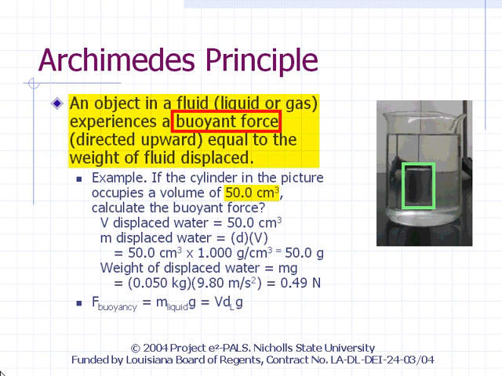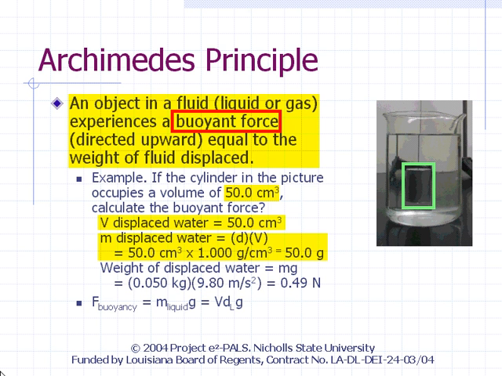The buoyant force is equal to the weight of water displaced by the cylinder. The volume of water displaced is equal to the volume of the cylinder. It's 50 cubic centimeters. The mass of the displaced water is equal to the density of water times the volume of the displaced water. The density of the water is 1 gram per cubic centimeter, so the mass of the displaced water is 50 grams.